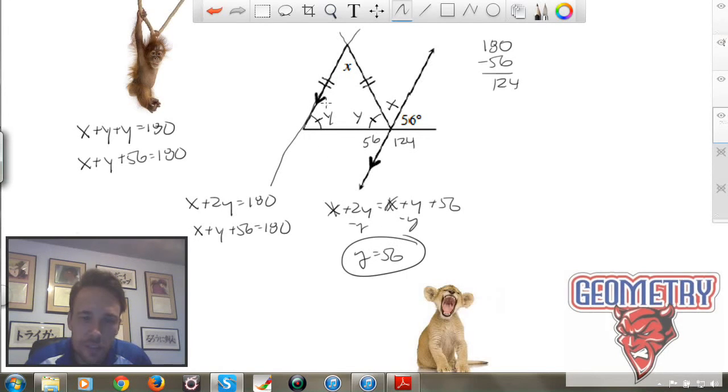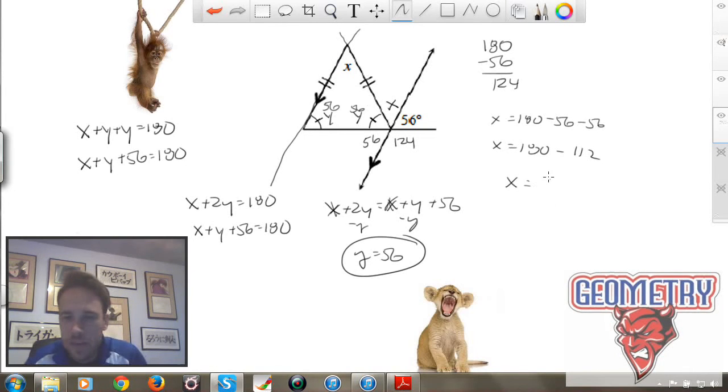Because if this is 56, then this is 56, and we know that x is just 180 minus 56 minus 56. In other words, x is 180 minus 112. And 180 minus 112 is 68.